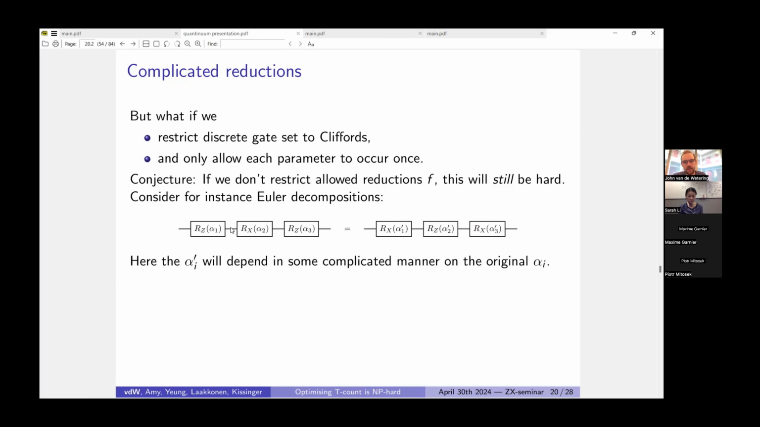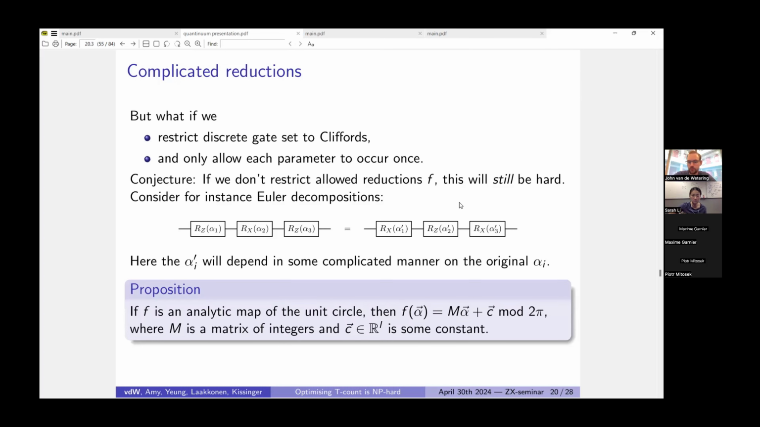So one thing that happens in these complicated reductions is that the parameter function that relates alpha to alpha prime is in fact a discontinuous function. A very reasonable assumption to make, I think, is that this parameter function should be continuous. For instance, for variational circuits, we often care about them in the context of machine learning, and there we want our function of parameters to be continuous or smooth. So a reasonable assumption would be that our reduction function f should be a smooth function.